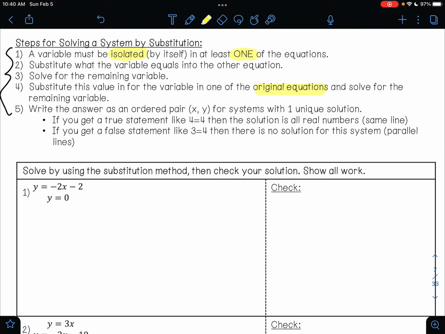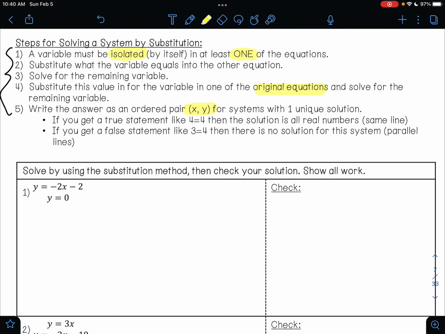And then you'll have one of 3 things happen. When we first learned about solving systems, we knew that they could either have one solution because they intersect, no solutions if they're parallel, or infinite solutions or all real numbers if they're the same line. The same thing can happen for substitution method. If you get an answer for x and y, then that will be your answer. That means that they are intersecting lines.